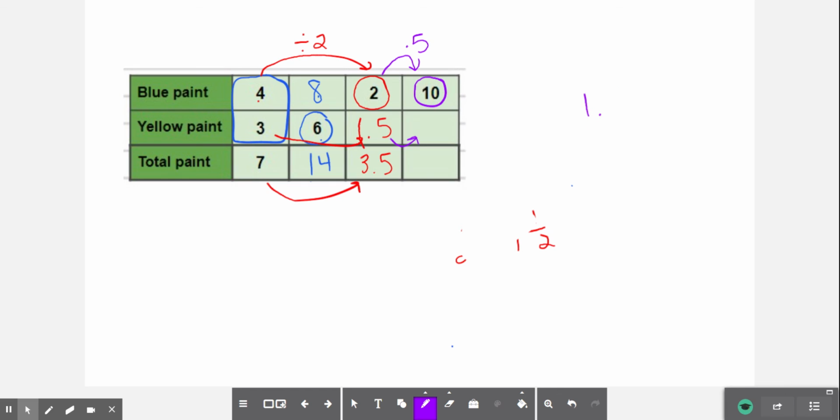So you could use your calculator to do 1.5 times 5. And that should be 7.5. And then again, you can add those two numbers to get the total. Or you could do this number times 5 to get the same thing.